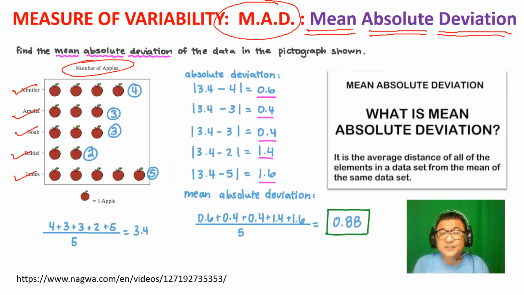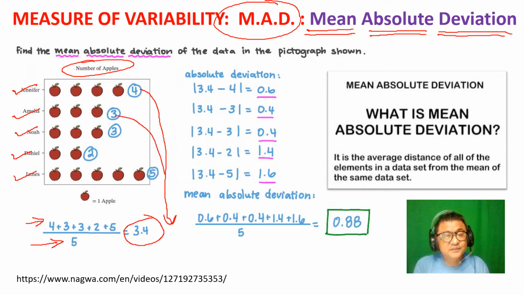Okay, first let's solve for the mean. How do we get the mean? Add them up and divide by 5, right? So here we go. The average is 3.4. 3.4 is the mean, all right? It's like the middle number. We want to know how far away 4 is from the mean, how far away 3 is from the mean, how far away 5 is from the mean, how far away 2 is from the mean.